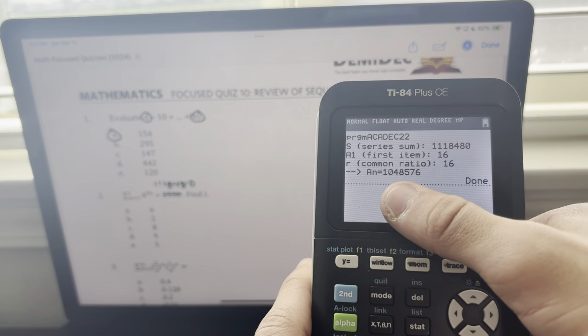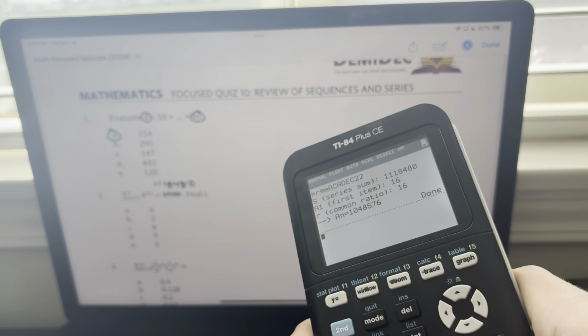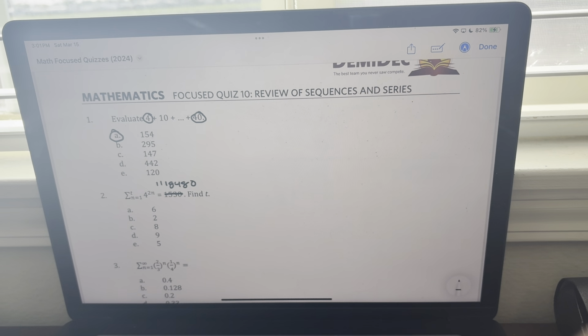And so we get an AN of that number right there. So I'm going to go ahead and write this number down: 10,485,76. So now we're looking for, if our last term, remember that's what we were looking for, if our last term, AN, equals this, then what is T? So in reality, we're looking for 4 to the 2 times N equals 10,485,76.